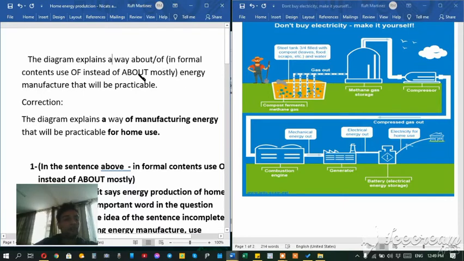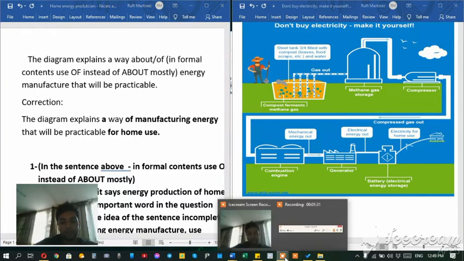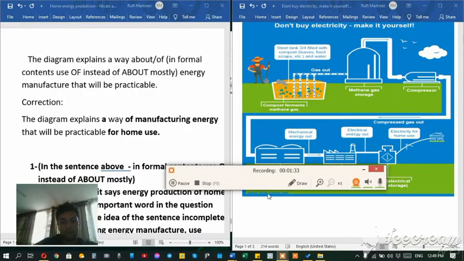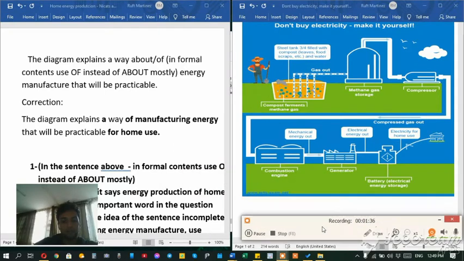You used about in production. In formal contexts, use of instead of about, which are synonyms and mean the same. Okay, if you are in need of writing about, then don't write about, write of. The diagram explains a way of, not a way about. Okay.